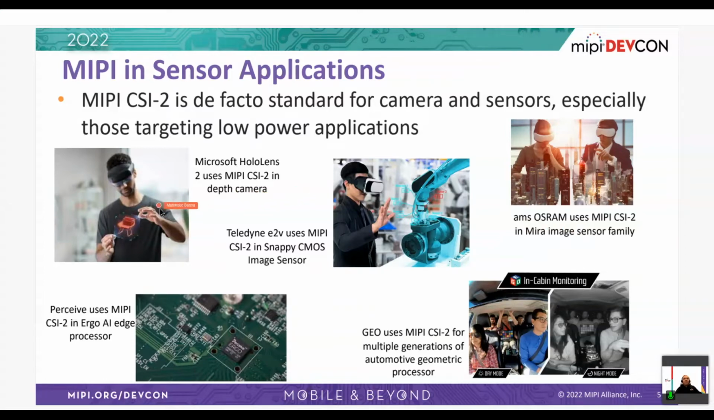Here are also a few examples of systems deploying MIPI CSI-2. Microsoft uses CSI-2 in the HoloLens depth camera. Perceive uses MIPI CSI-2 in its Ergo AI edge processor. E2V and ON Semi use MIPI CSI-2 in their image sensor families. And here, Ambarella uses MIPI CSI-2 in its automotive camera video processors targeting ADAS applications.